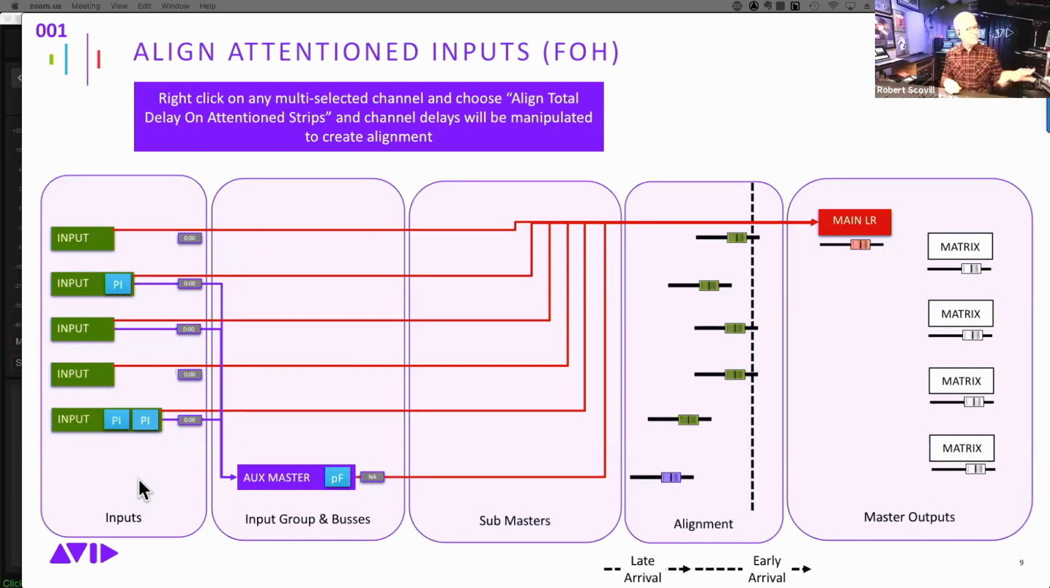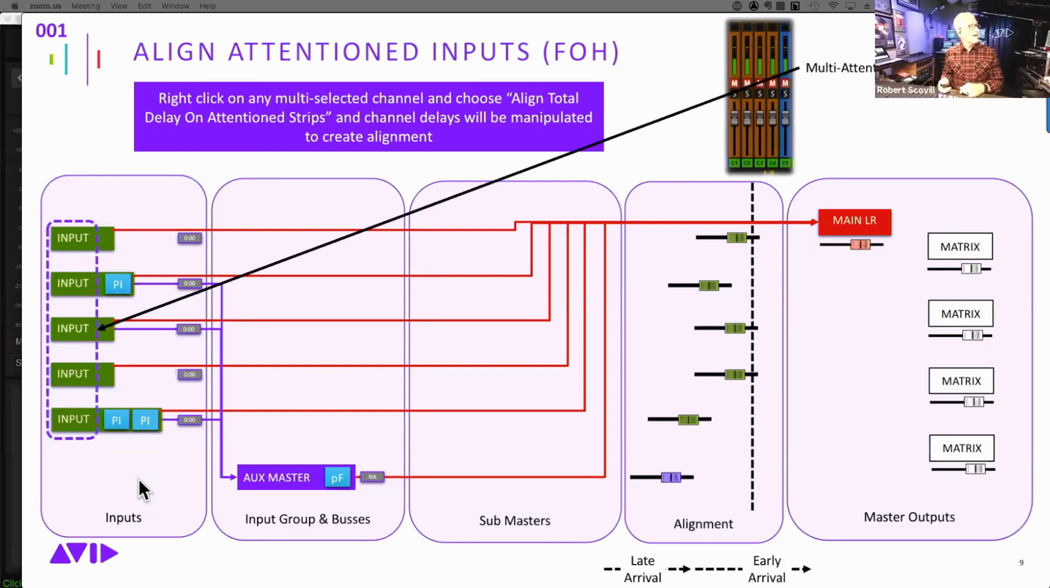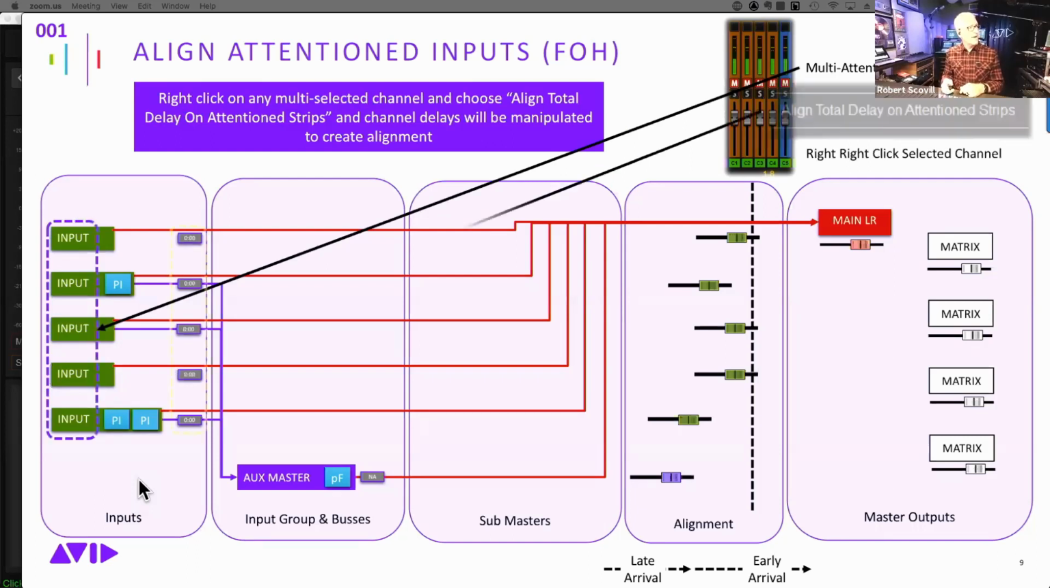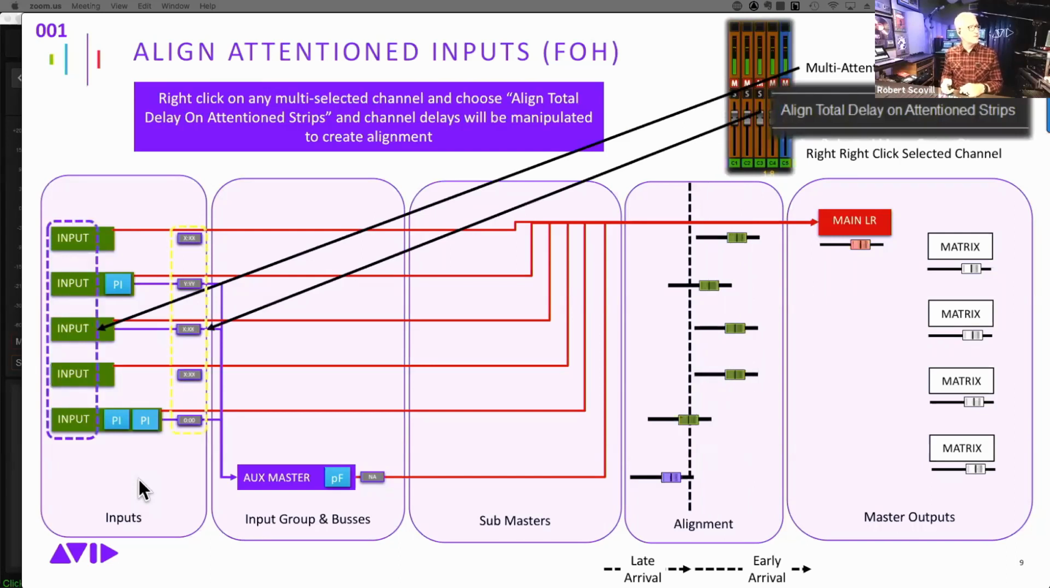We're just thinking, okay, I just want to take my drum channels and get those back in alignment, right? So to do that in this version of software, you just simply multi-select the channels that you want to impact, right? And then you're going to right-click on any one of the channels, and you're going to say align total delay on selected strips, right?